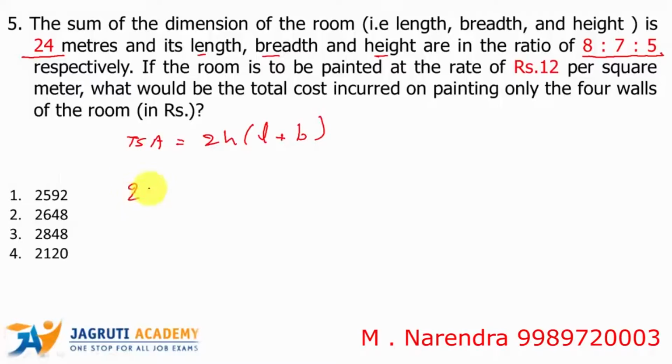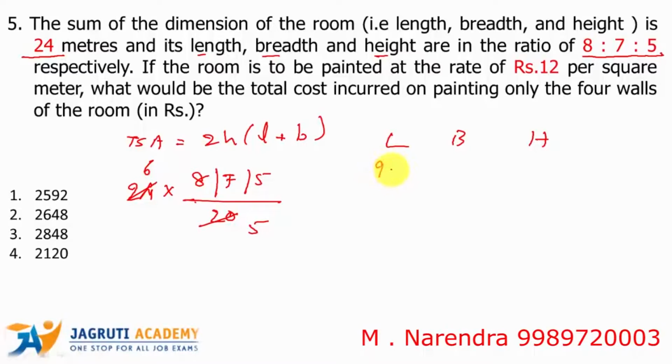Let's do it. That's 24 into 8, 7 and 5 by 8 plus 7 plus 5 is 20. So this gets cancelled with 4, 5 times, and this is 6 times. So 6 times 8 is 48, and 48 divided by 5 will be our length. So let's write down this L, B and H. So length is 48 divided by 5, that means 9 point 6. Coming to breadth, 6 times 7 is 42 and 42 divided by 5 will give us 8.4. And regarding the height, 6 into 5 divided by 5 is nothing but 6. So we got the length, breadth and height.